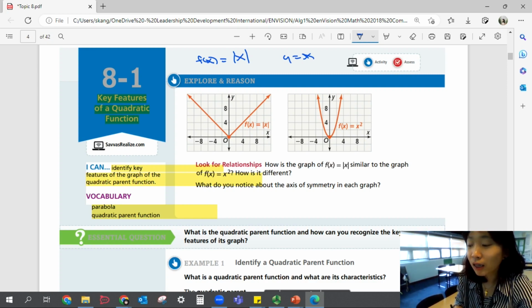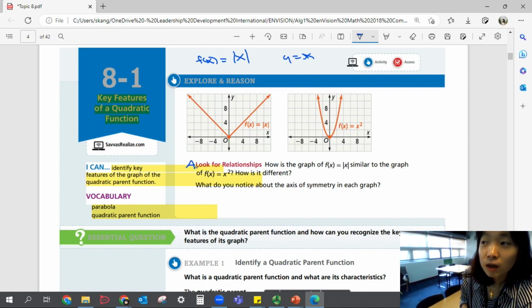But let's explore and reason and get started with the thought. Okay. So we're gonna look for relationships. How is the graph of f of x equals absolute value of x similar to the graph of f of x equals x squared? How is it different? Do you see any similarities or differences from the graph? Well, where are the directions of the arrows pointing? What are the vertex of them?